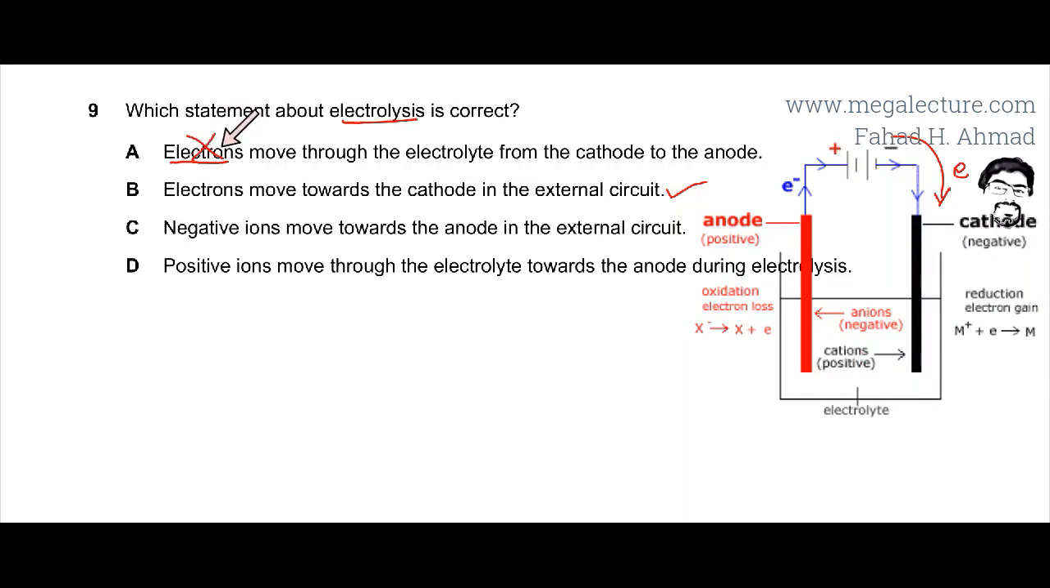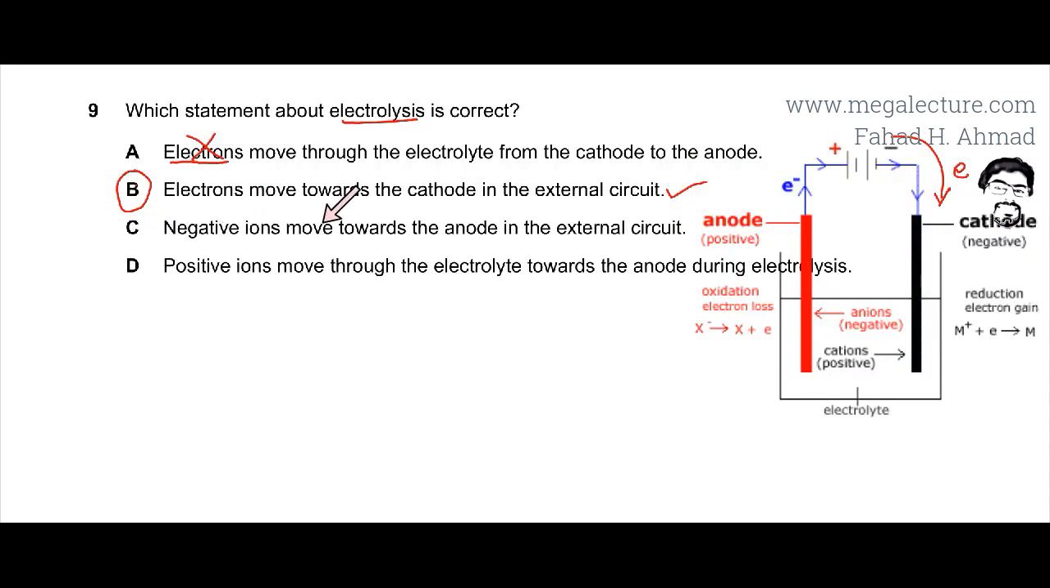So the first statement, electrons move through the electrolyte from the cathode to the anode, is incorrect because in the solution, it's the ions that are traveling, not the electrons. The electrons are only traveling in the wire. There are no electrons in the electrolyte itself. The second statement, option B, electrons move towards the cathode in the external circuit, is definitely correct because electrons are traveling to the cathode. So hopefully option B is going to be the correct answer for this question. But let's also look at the other options.